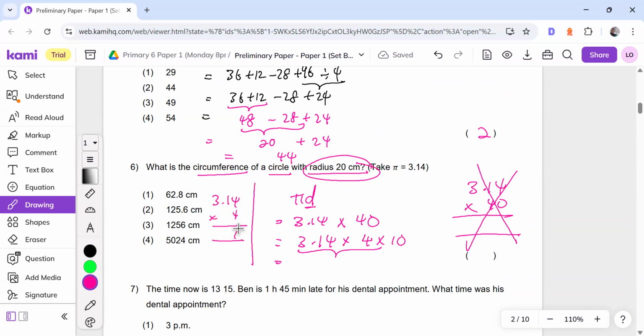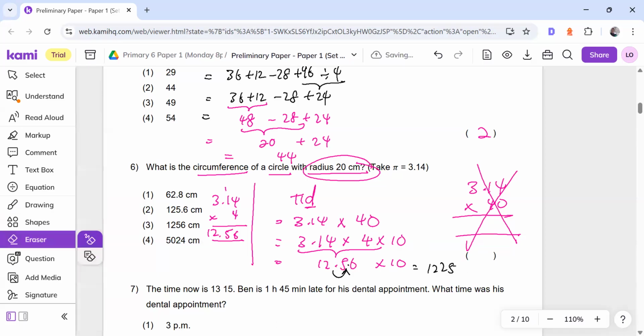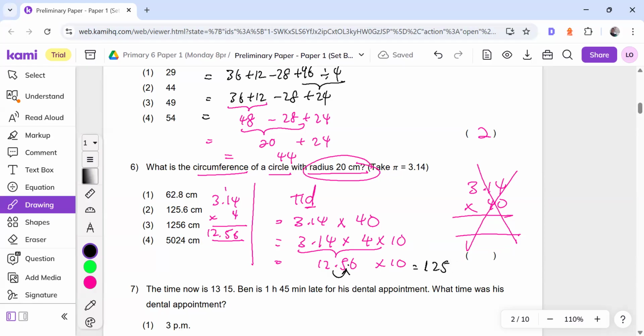So 4 times 4, 16, carry 1. 1 times 4, 4, then plus 1. Then 3 times 4, 12. So you put 12.56, then later times 10. Then you are tested on how to shift the decimal point to the right, which is 125.6. So after you multiply already, what do you get? You get the circumference of the circle, which is 125.6 cm. So your answer should be number 2.